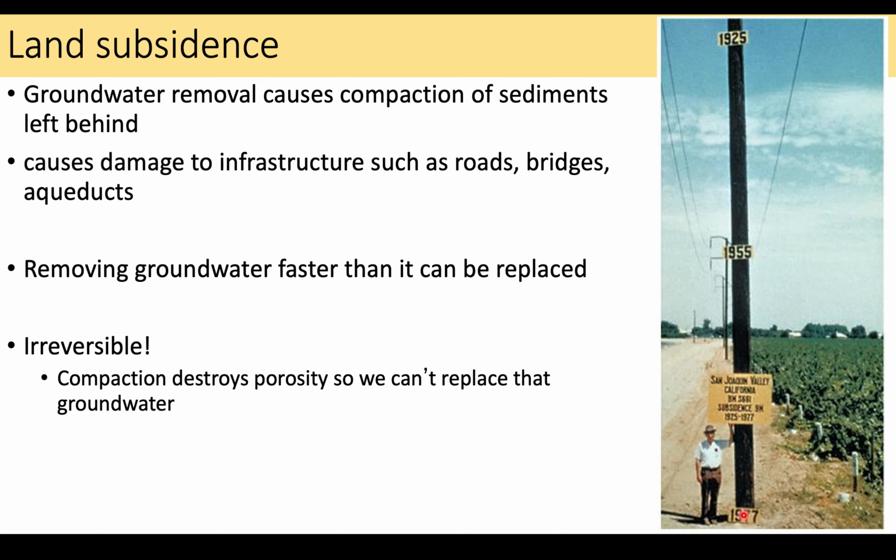1977, it was here. I wish we had an updated version of this because I know this is in Central California. No, excuse me. This is San Joaquin Valley, California. So it has continued sinking. There is still a lot of subsidence. So the surface of the earth is literally sinking downwards as we are removing that groundwater.